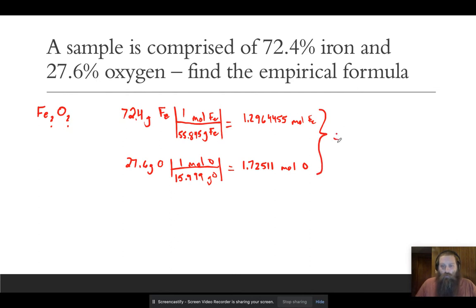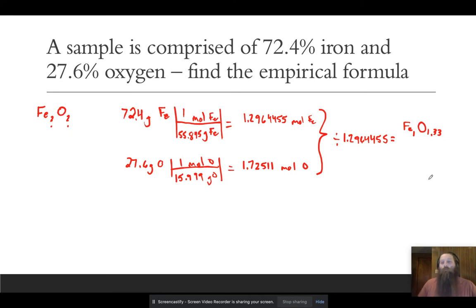So I'm going to divide both of these by the smaller. Well, the smaller one is obviously the 1.2964455. Well, that's going to give me Fe1, right? Because anything divided by itself is 1. And oxygen, the new subscript, is going to be 1.72511 divided by that number there. So that number divided by that number is 1.33.